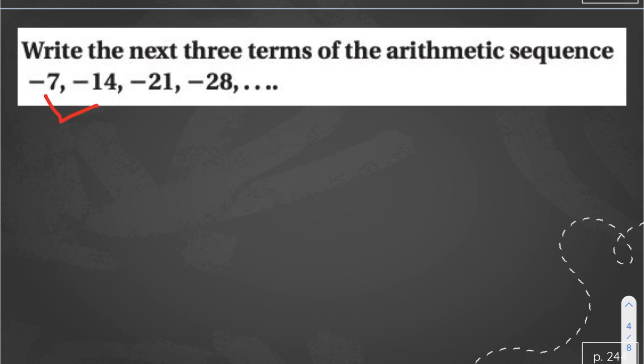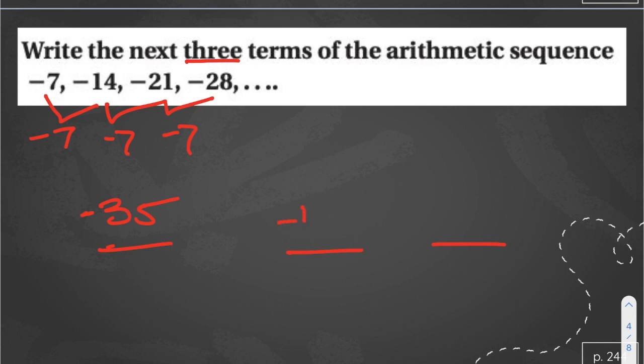So we look from -7 to -14. They subtracted 7. From -14 to -21, subtract 7, subtract 7. So that's what happened in the first 4 terms of our sequence. If we need to list the next 3, we can safely assume that we will subtract 7 from -28, subtract 7 from -35, and subtract 7 from -42. So our next 3 terms would just be -35, -42, and -49.